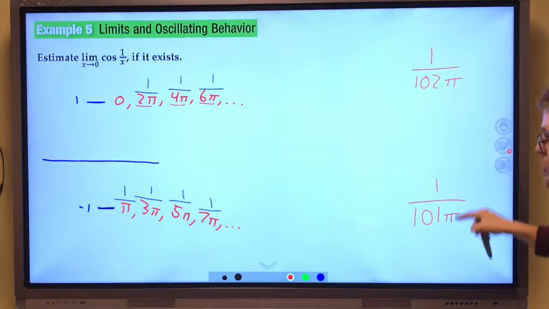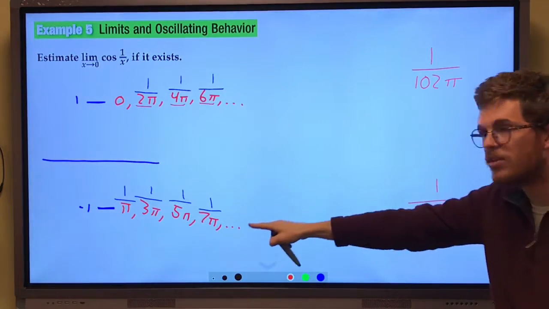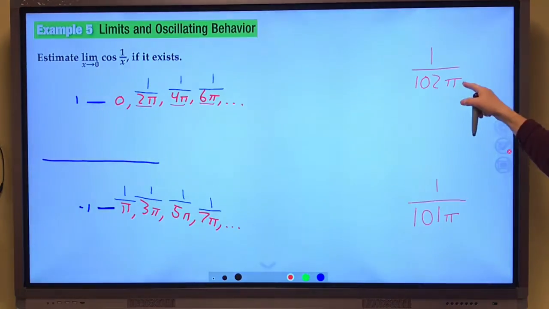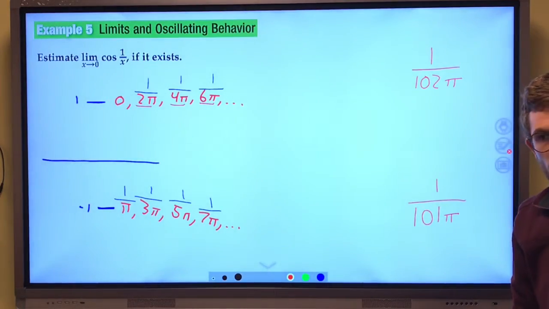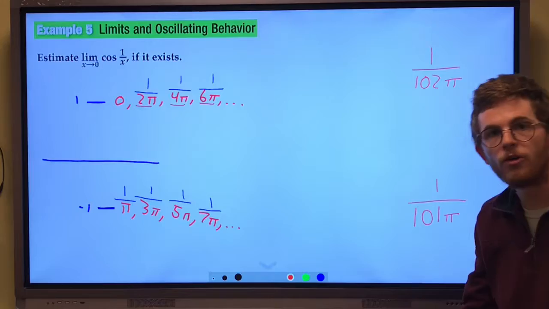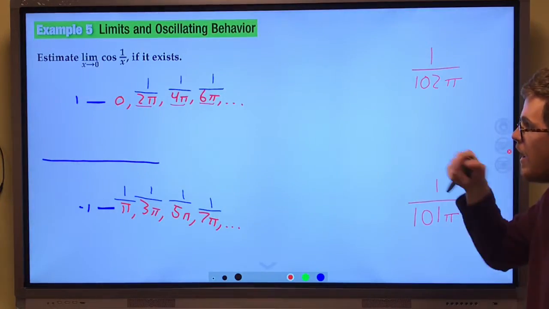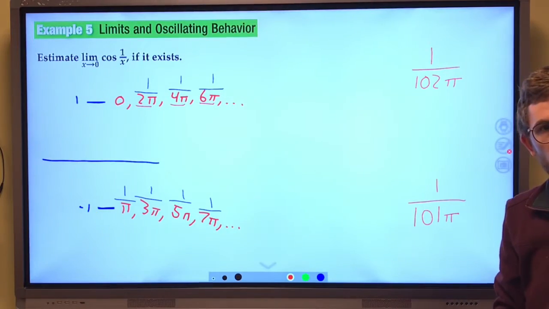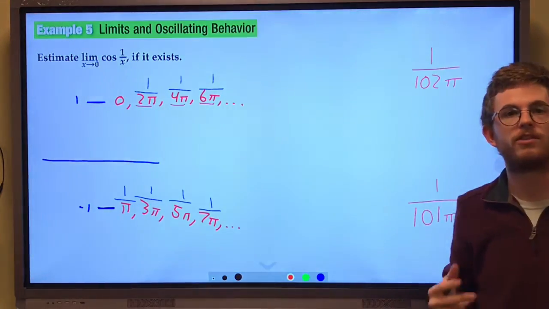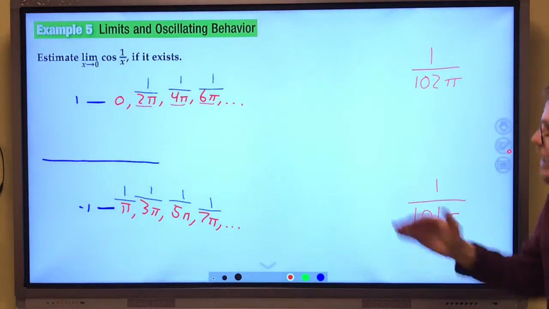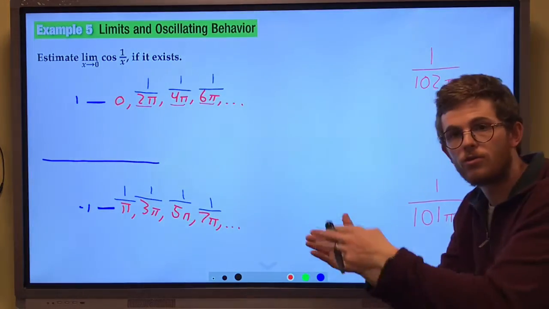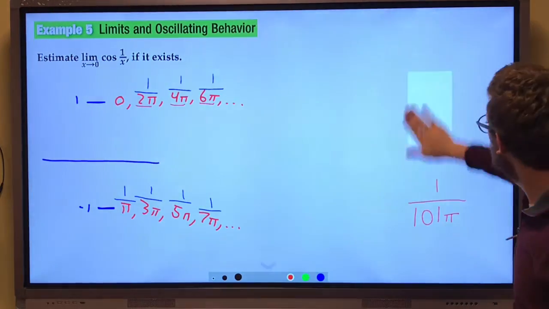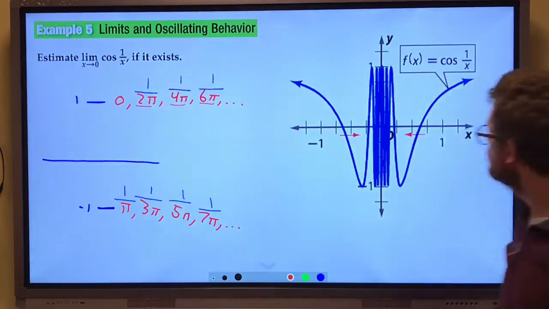And you know what? Just when you think this one's so small and is giving you an output of -1, this one's even smaller and it gives you an output of +1. So no matter how close we get to 0, it's going between these two values, -1 and +1. We call this an oscillation. It is oscillating between these two values over and over and over again as we get closer and closer to 0. Let's see what the graph looks like.